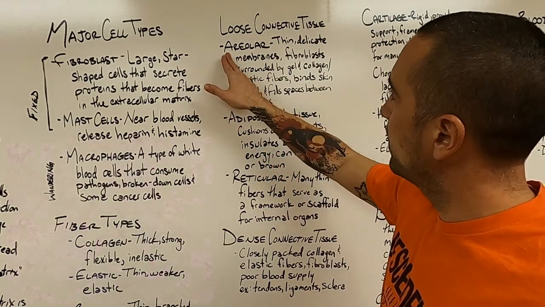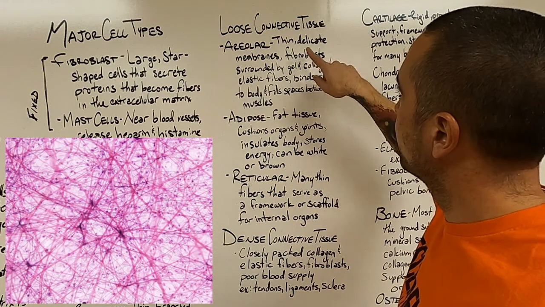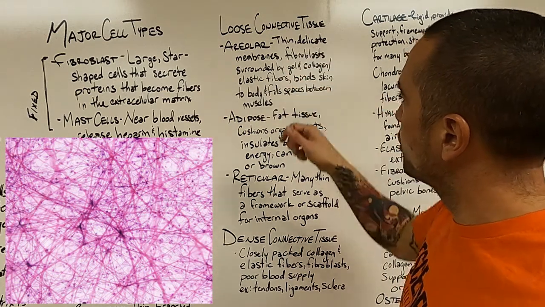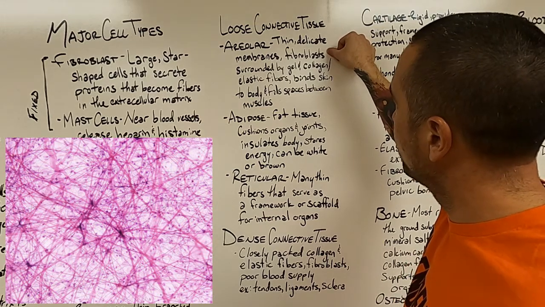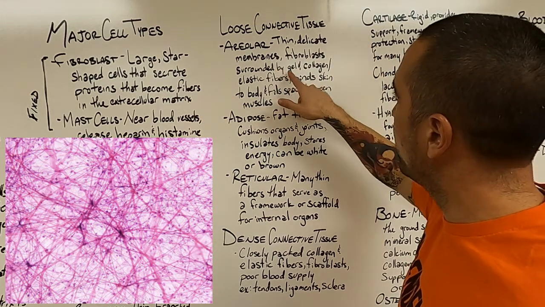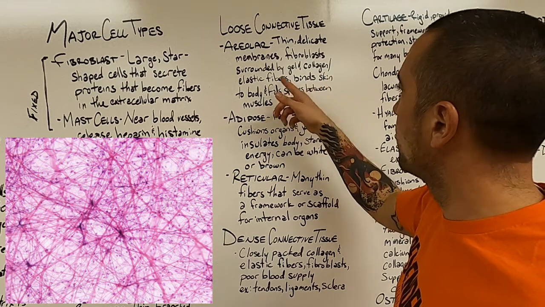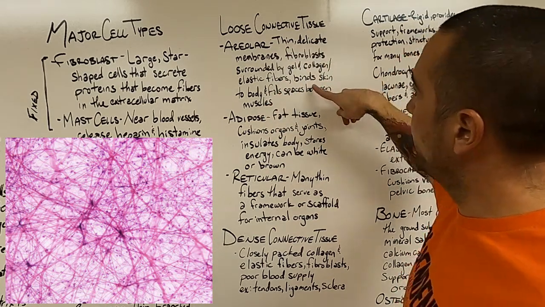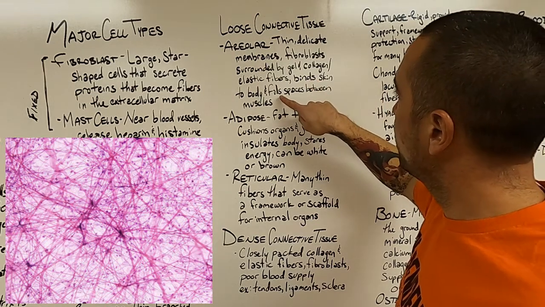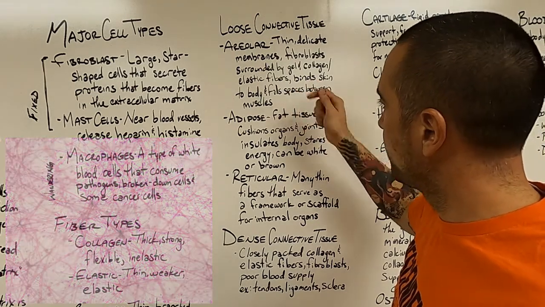So the first type is called areolar connective tissue. It's very thin, delicate membranes or sheets. Membrane is a sheet. There are fibroblasts, and they're surrounded by gel and collagen, or some elastic fibers. This type of tissue, this areolar tissue, is underneath your skin. It binds it to the body, fills spaces between muscles.